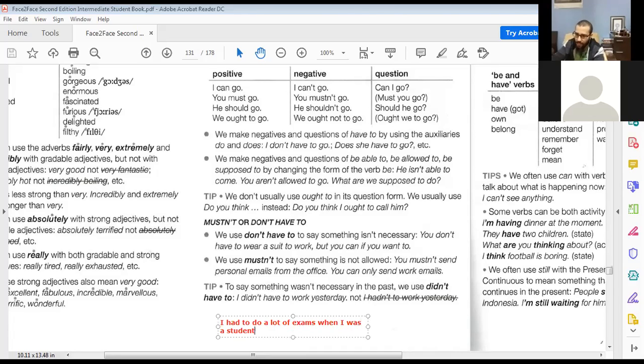But if you want to use negative, you can say I didn't have to think about work when I was 10 years old, right? So here you're showing something that wasn't necessary in the past. Didn't have to. Had to, didn't have to. I think that's all.